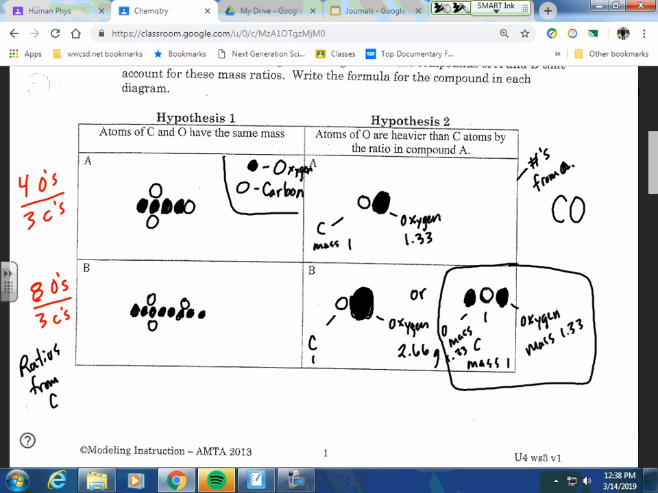All right, what about this one down here? What is this compound going to be? You got one C and two O's, so I'm going to put O with a little 2 next to it. We call that carbon dioxide.